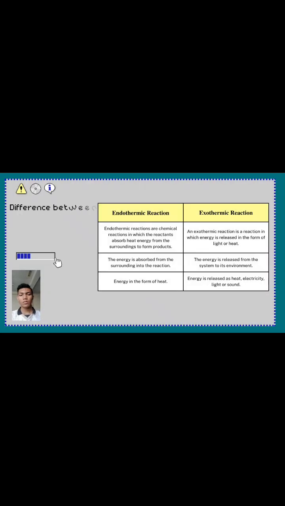Now, I want to talk about the difference between the endothermic and exothermic reaction. The major difference between the endothermic and exothermic reaction is the endothermic reaction will absorb the heat from the surrounding, but the exothermic reaction will release heat to the surrounding.